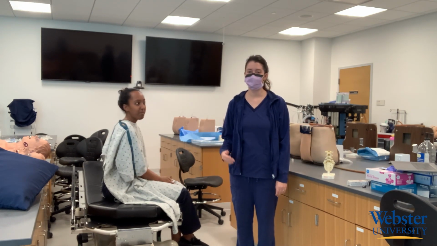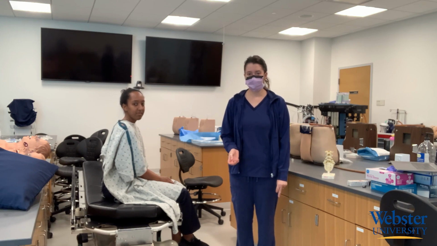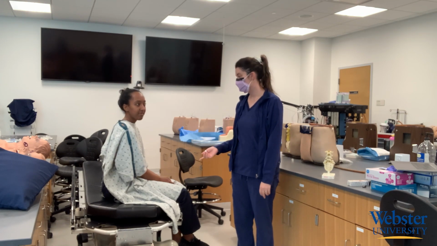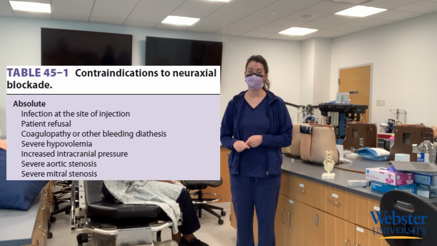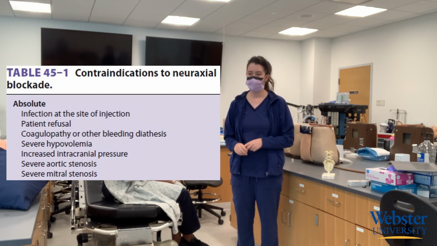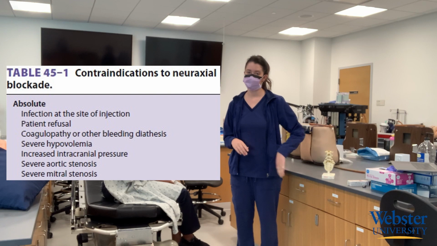This video is going to be about how to place an epidural for labor and cesarean section. First step is identifying if the patient is a good candidate for an epidural. We need to make sure they have given their consent, they don't have severe hypovolemia, aortic or mitral stenosis, any uncorrected coagulopathy, or infection of the lower back.